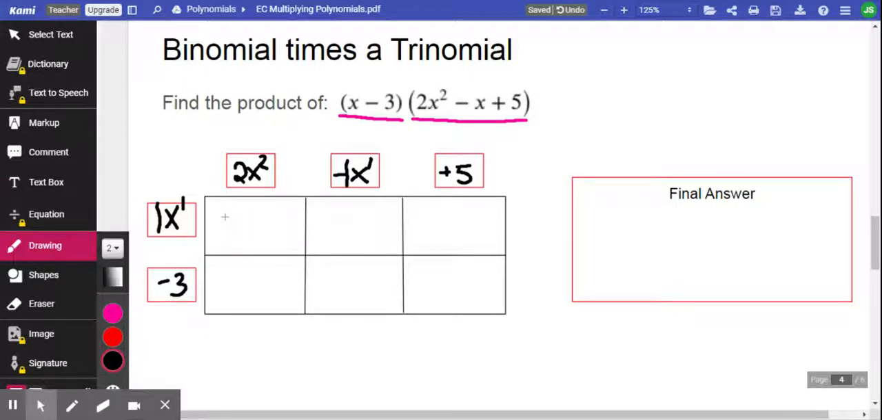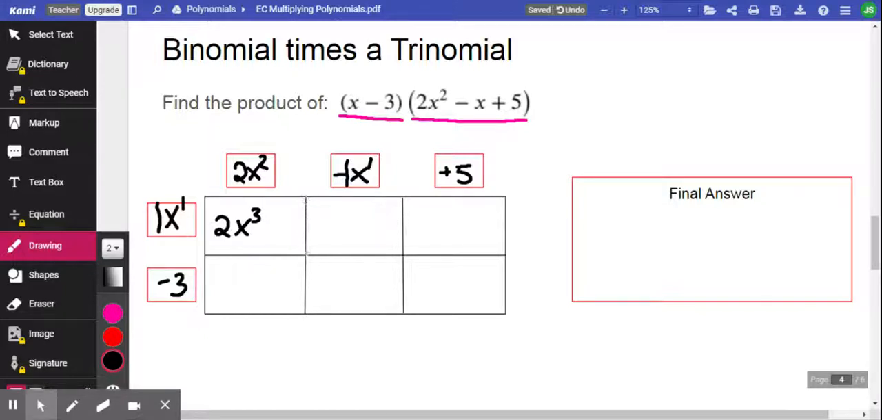So now we're going to start multiplying. So the first box right up here, I'm going to find the area of that. So I'm multiplying the two sides. I've got 1x to the first times 2x to the second. Well, 1 times 2 is 2. X to the first times x to the second becomes x to the third power. I'm adding those exponents.